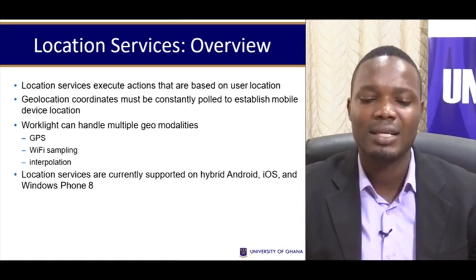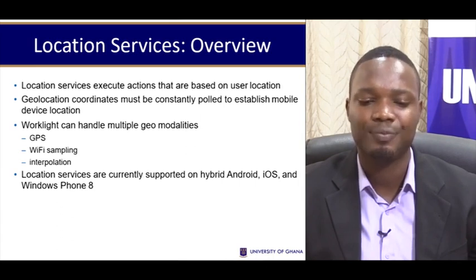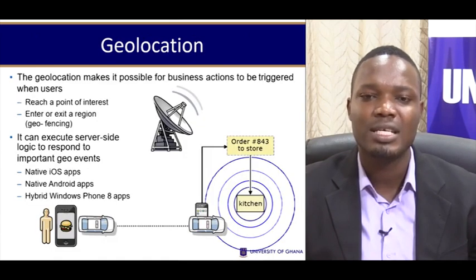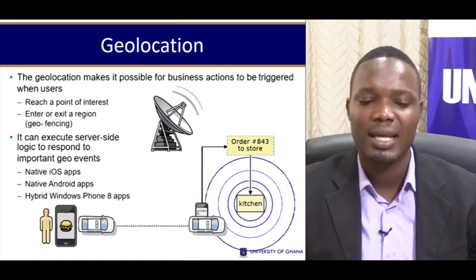Now, WorkLight can handle multiple geo modalities. We have the GPS, we have the Wi-Fi sampling, and then we have the interpolation. The location services are currently supported on hybrid Android, iOS, and Windows Phone 8. Geolocation makes it possible for business actions to be triggered when users reach a point of interest, enter or exit a region.